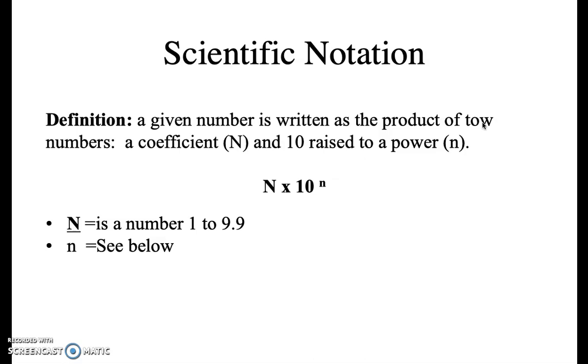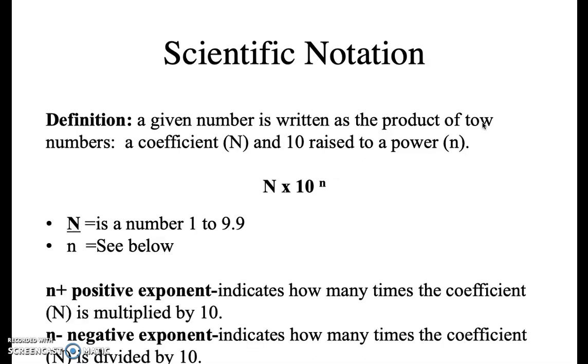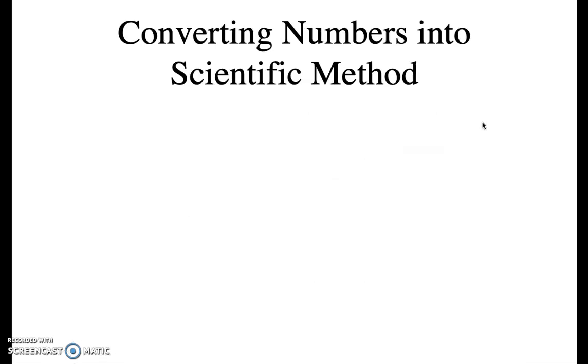Now, the little n, what is that? Well, let's talk about that. A positive exponent indicates how many times the coefficient big N is multiplied by 10. A negative exponent indicates how many times the coefficient is divided by 10. There are tricks you can do with these numbers. When you know if it's positive or negative, you can manipulate this number. Okay, converting numbers into scientific notation. Let's do some.